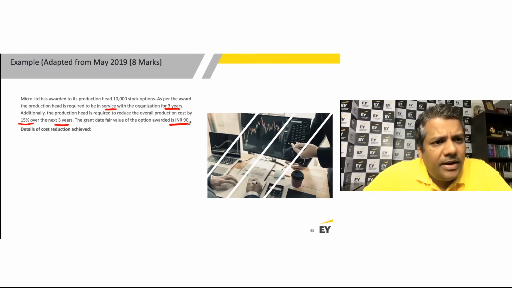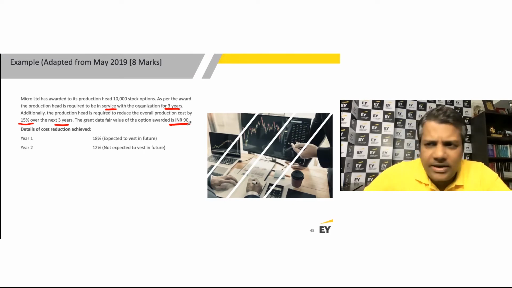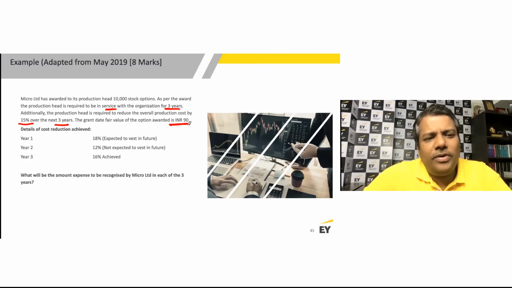Details of cost reduction achieved: in year 1, 18%, expected to vest in future. Year 2, 12%, not expected to vest in future. Year 3, 16% achieved. So year 1, 18% expected to vest. Year 2, not expected to vest. Year 3, 16% achieved. What will be the amount to be recognized as an expense in each of the 3 years?